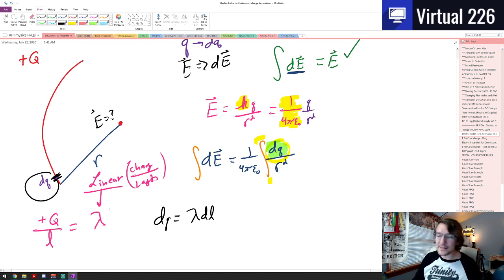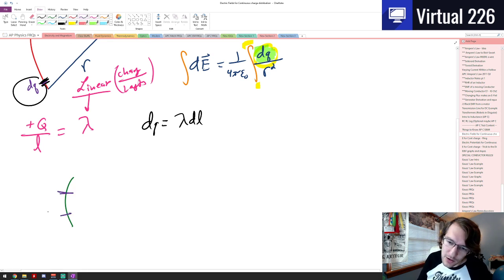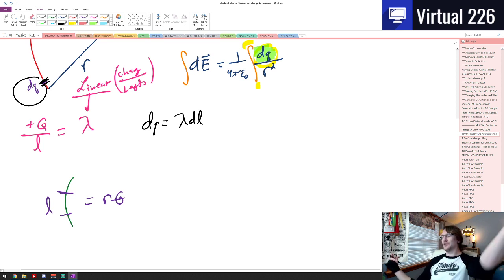But what is this tiny bit dl? And this is where things start to get kind of weird. What we can remember is that if we have a curve or an arc, and it's a circular arc in our case, then if this was some arc length L or S, it is given to me by r theta. And you might be thinking to yourself, Coach Botzer, how am I supposed to know that? That's a bunch of nonsense. How did you get that?